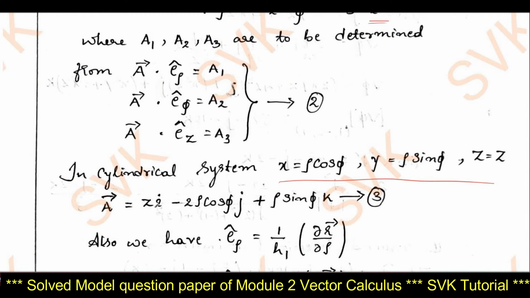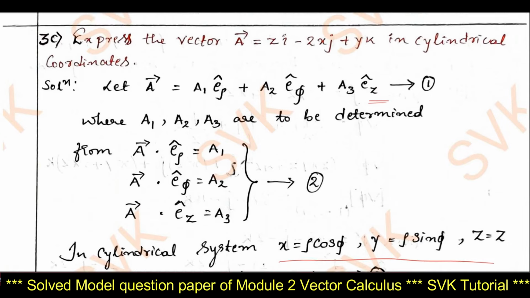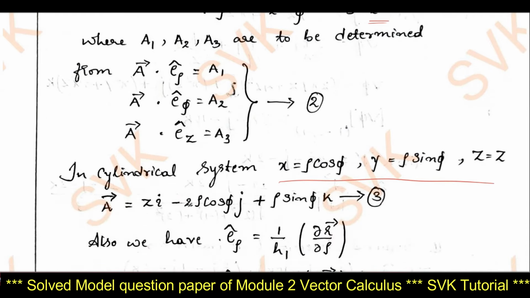So vector A will be equal to, substituting in the given problem, z minus 2 rho cos phi, i, minus 2 rho cos phi j plus rho sin phi k. I will name that as equation 3. It is given in the question; I have just substituted the x, y, z values.